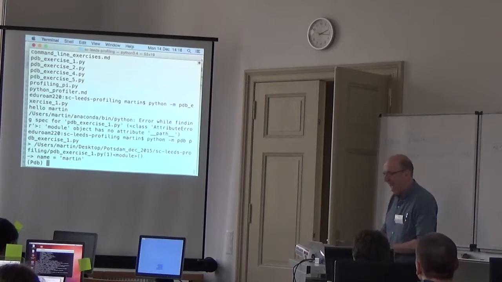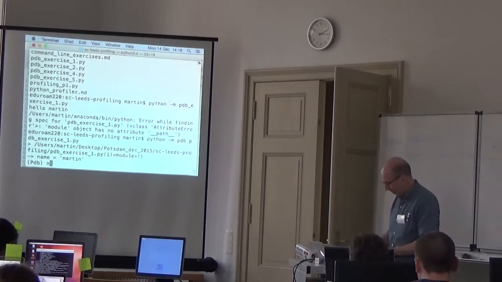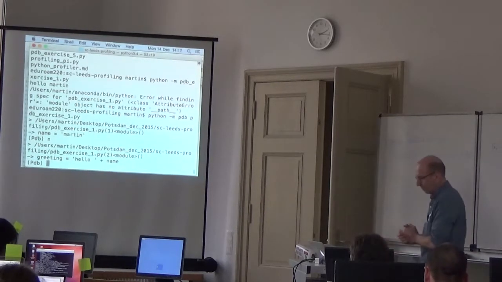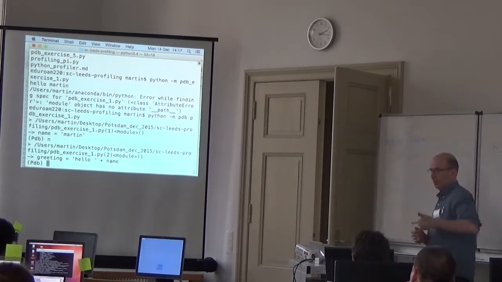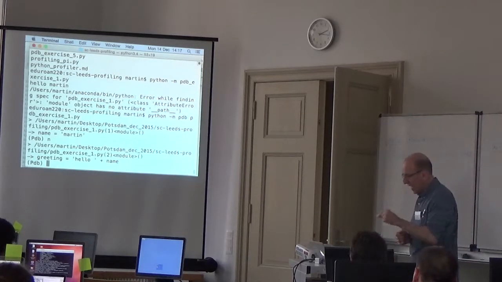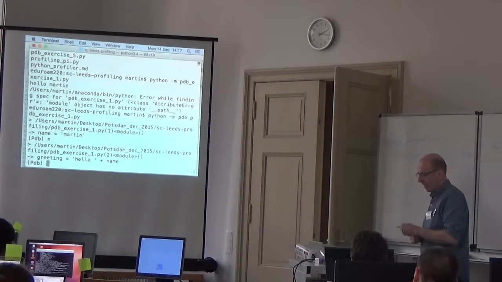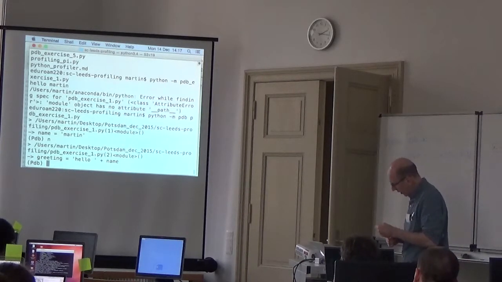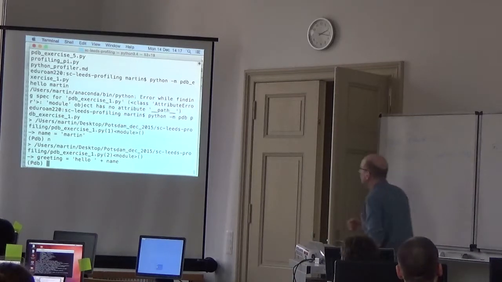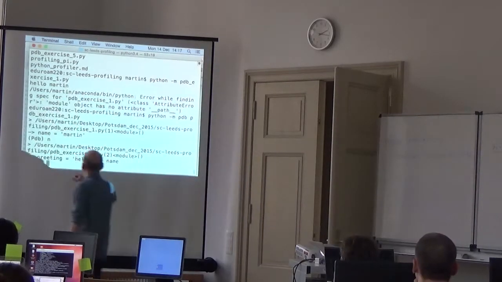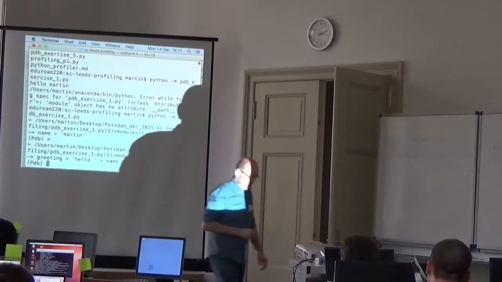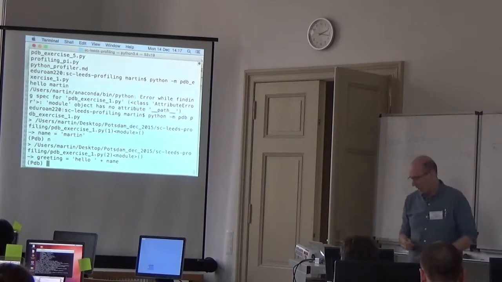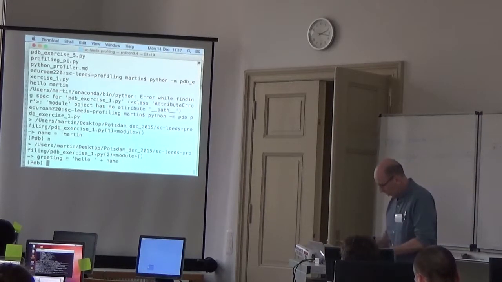So if I hit N on the keyboard and hit Enter, that will execute the line that was just displayed. So it's executed the name equals Martin line, and it's now pointing to the second line in the program. What it should have done at this point is assigned a value to the variable name. So the first thing we might want to do is to see what value that variable name has got.